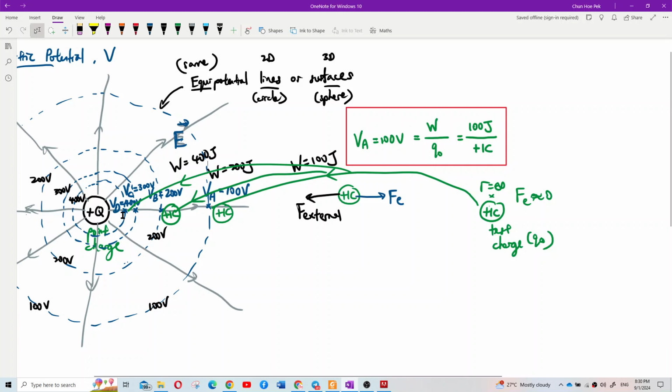It means the amount of work done used to bring a positive 1 coulomb from very far away, infinity distance, to that point in the electric field. Understand? Higher potential means you need to do more work. Lower potential means you need to do less work. Understand, class?